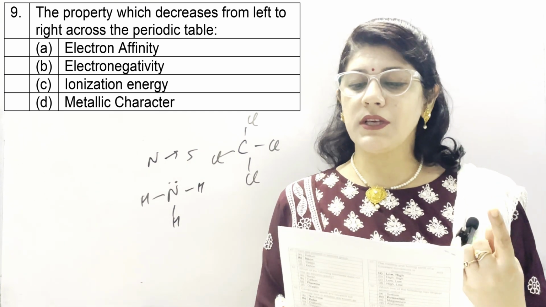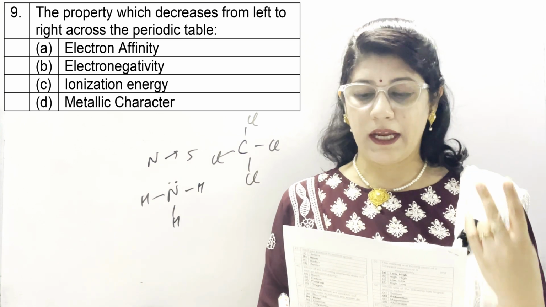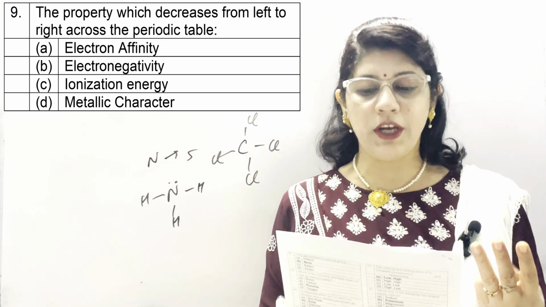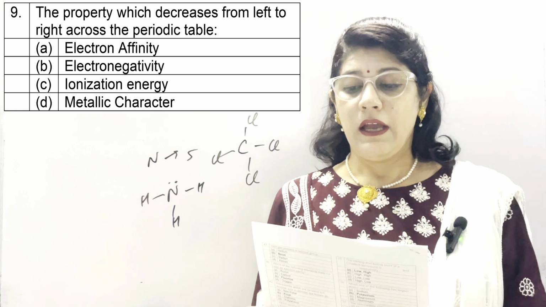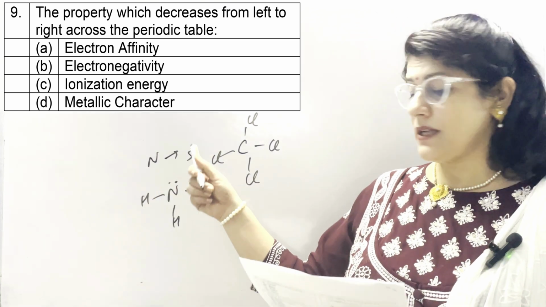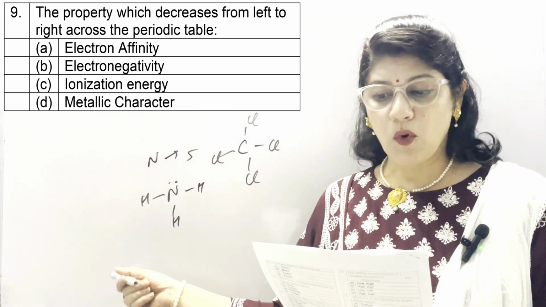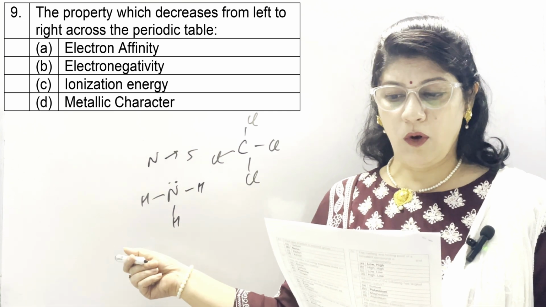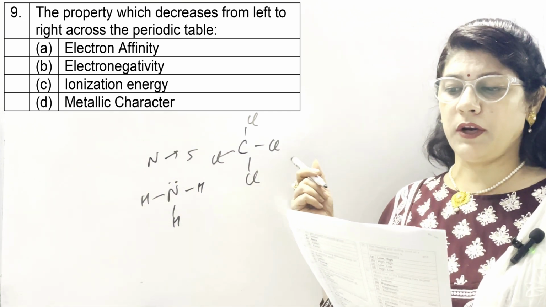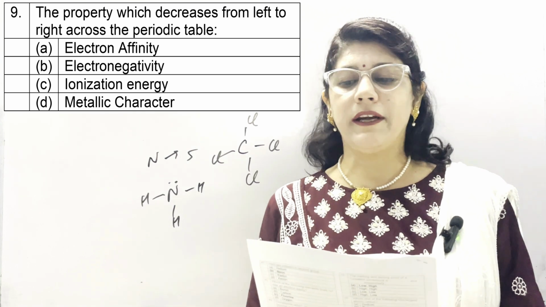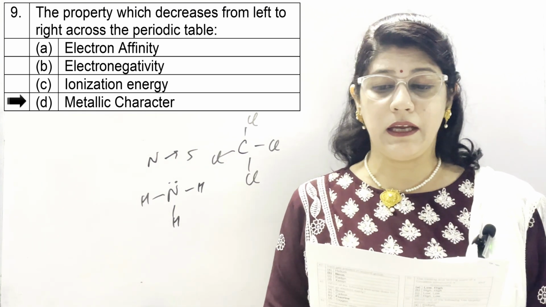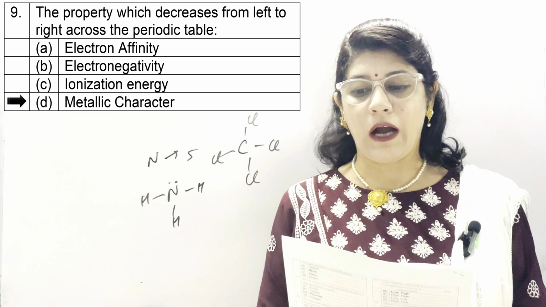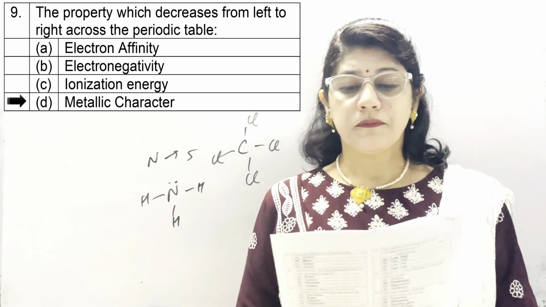Question number 9: the property which decreases from left to right across the periodic table. A option is electron affinity, B is electronegativity, C is ionization energy and D is metallic character. As I have told you earlier, metallic character increases from top to bottom in a group and decreases along the period. So it decreases from left to right across the periodic table, it is metallic character, because the number of electrons in the outermost shell increases.